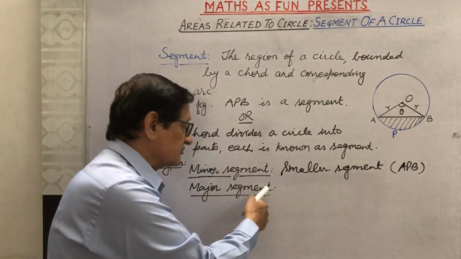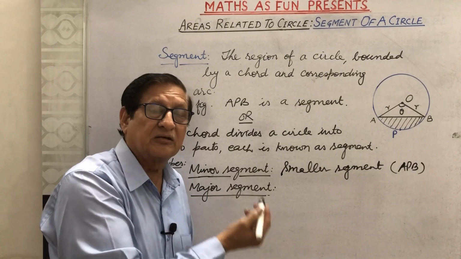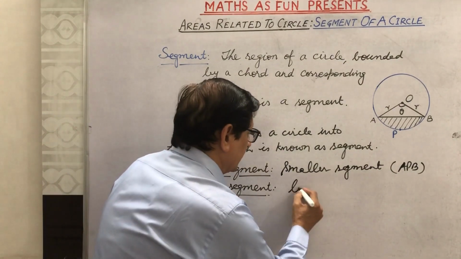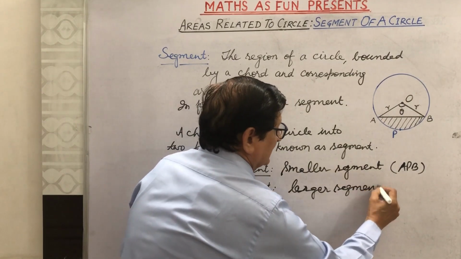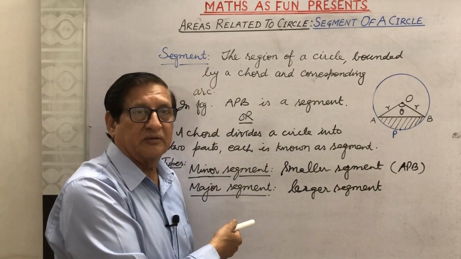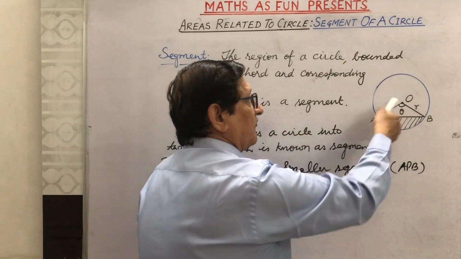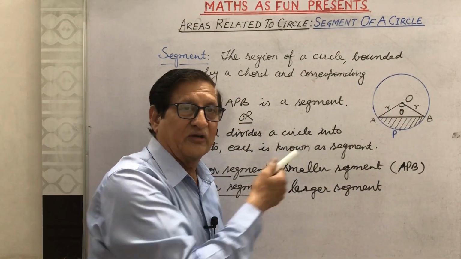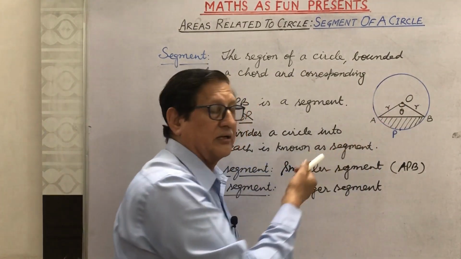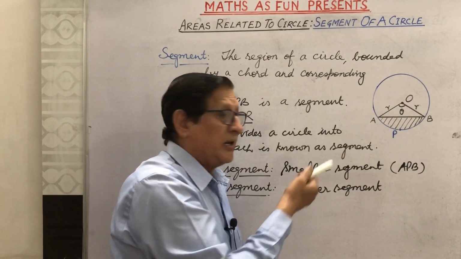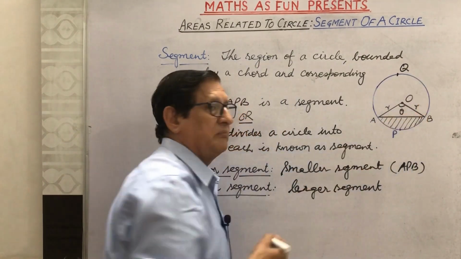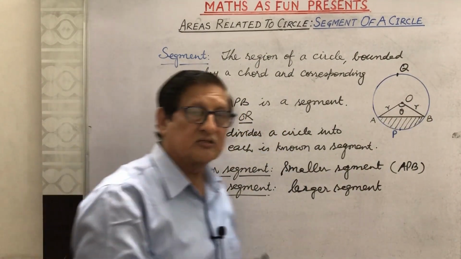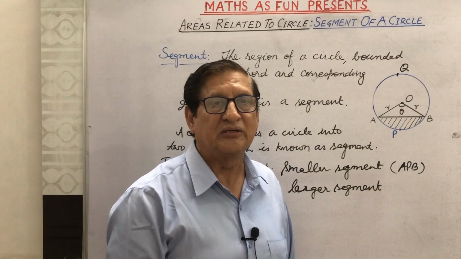Another one is the major segment. The major segment is the larger one. The larger segment is known as the major segment. Here we find this is a reflex angle, or we can say the angle is between 180 and 360 degrees. Here in this particular figure we find AQB is the major segment. Now let's learn how to find the area of the segment.